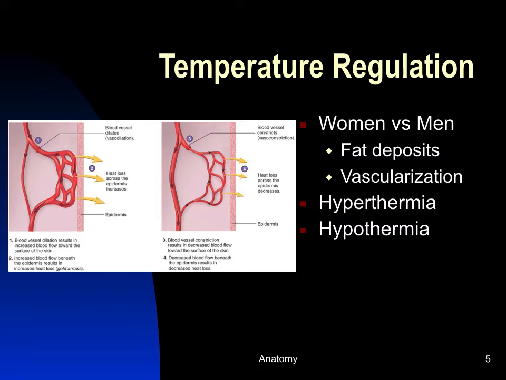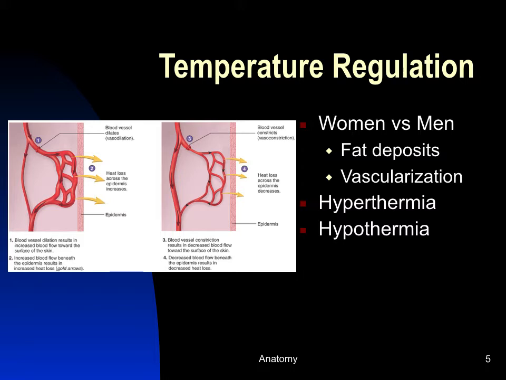And if we're cold, we can keep that blood flow not just away from the skin, but away from the arms and legs. And so our hands and feet can get cold, but that's happening to keep the rest of our body warm.